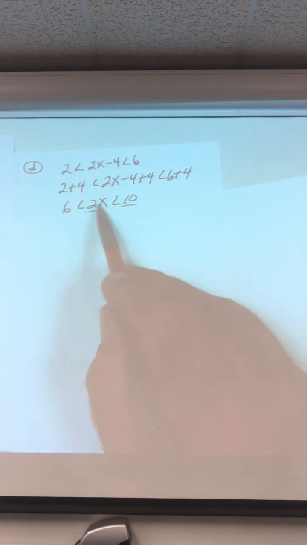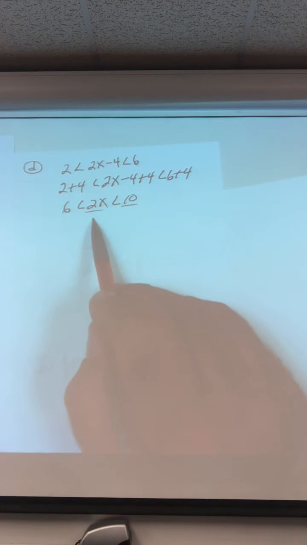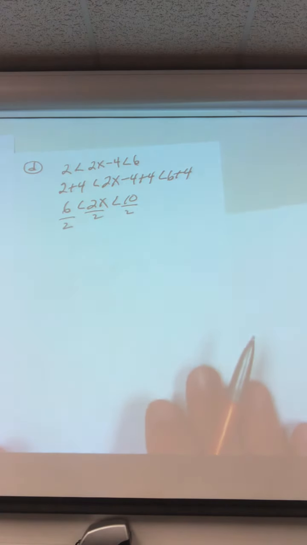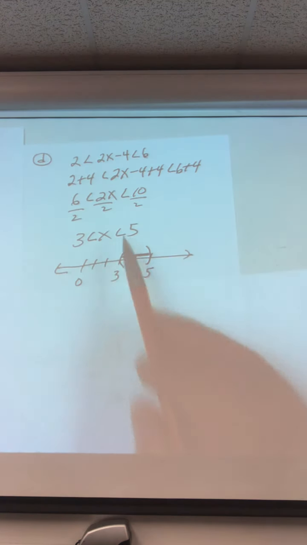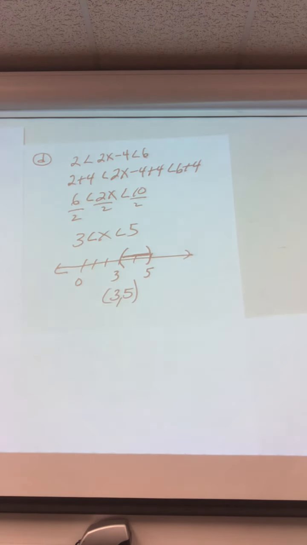Now to get rid of the number that's in front of x, the 2, you divide by it. But whatever you divide the middle by, you have to divide the other two sides. So this would be 3 less than x less than 5. The x is now by itself in the middle, which means the inequality problem is solved. When I graph a compound inequality, the graph is always located between your two numbers, from 3 to 5. No brackets because there's no equal to's under here. Your interval notation is everything from 3 over to 5.